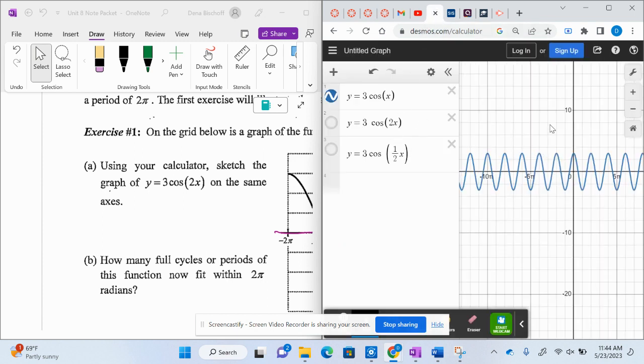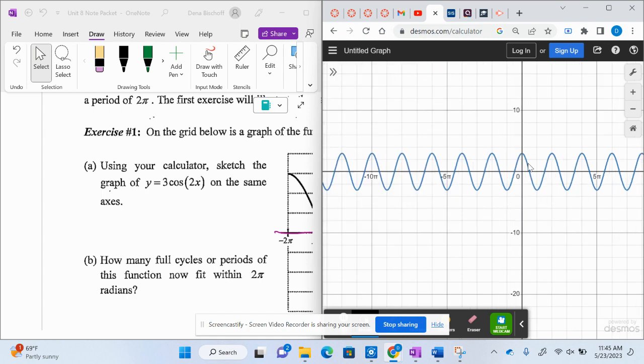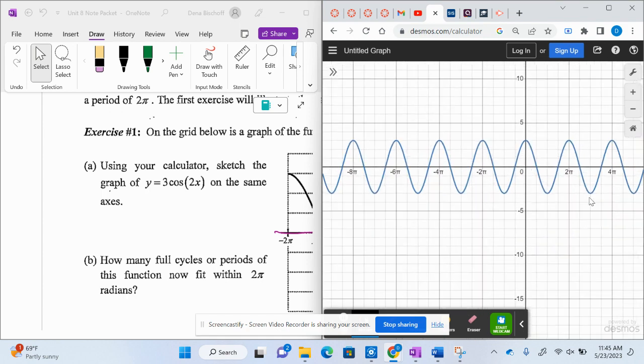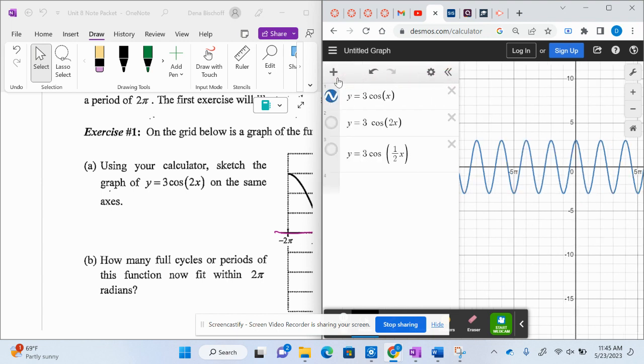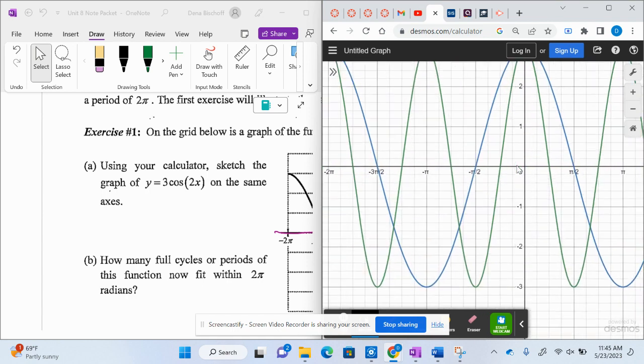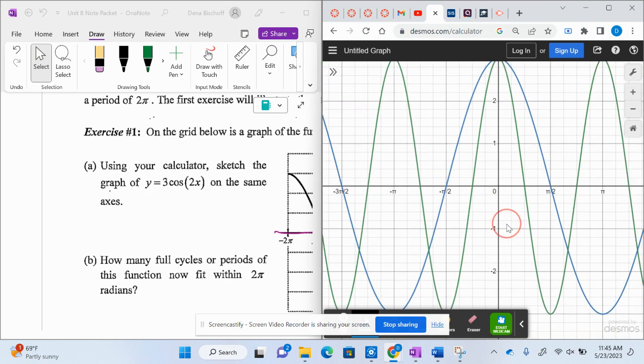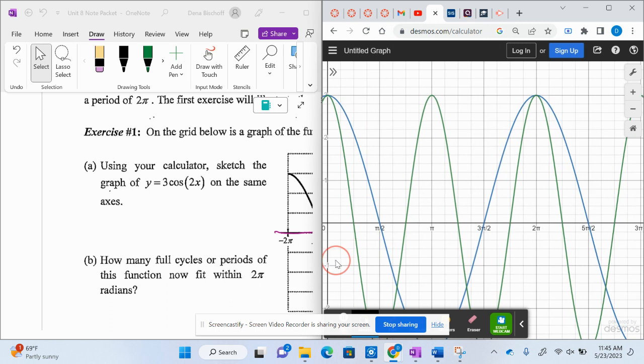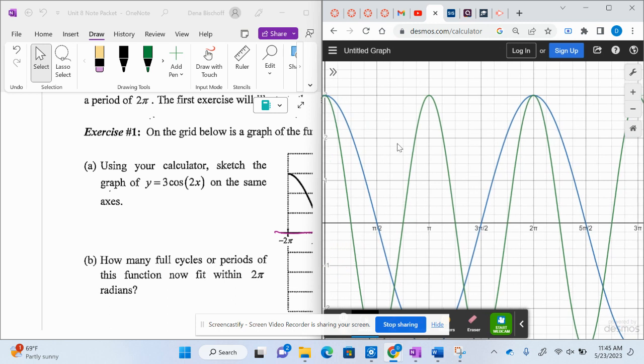So the function that you see right now is y equals 3 cosine of x. We're going to change that to y equals 3 cosine of 2x. And I'm going to stretch it out because I know it's a little crazy looking right now. And I want to talk about what's happening. I just want you to look at what is happening in between 0 and 2 pi.